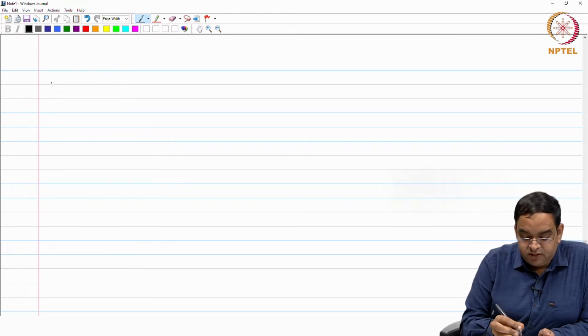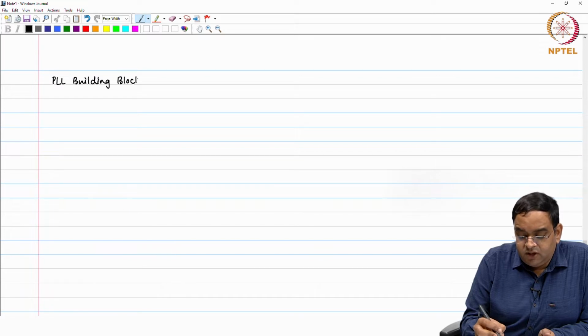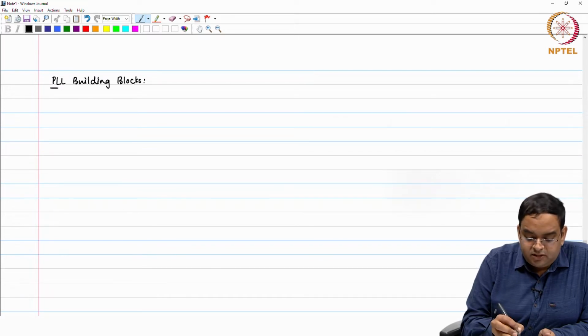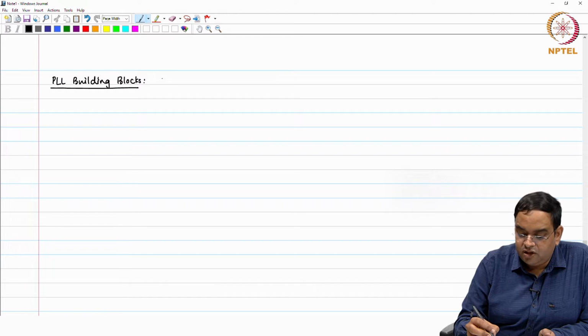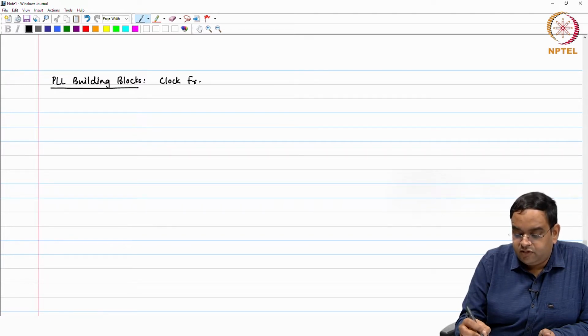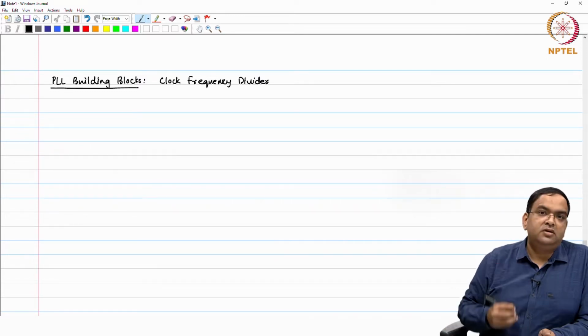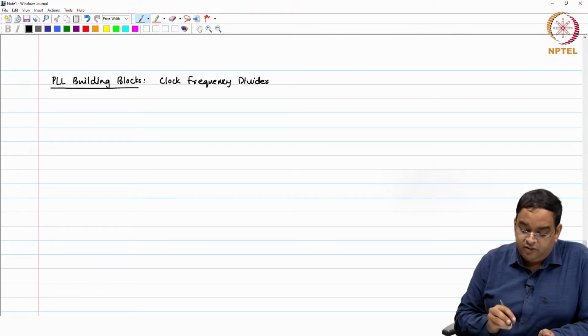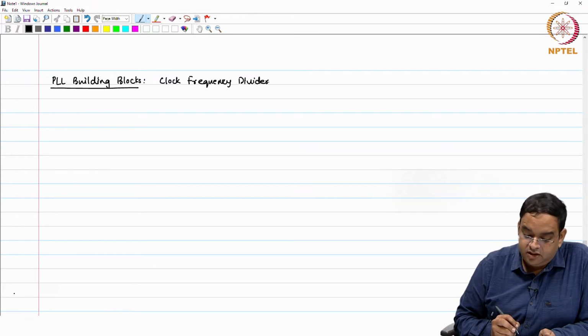So, we have been discussing the PLL building blocks, and in the PLL building blocks the last one which we are going to see is the clock frequency divider. So, this is quite simple by the way as compared to the other blocks.